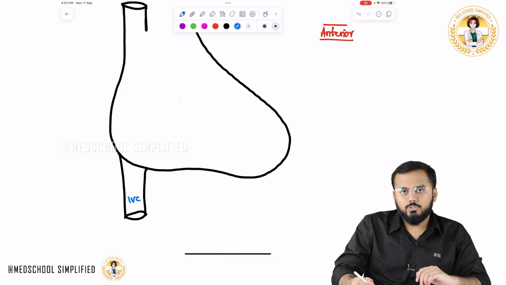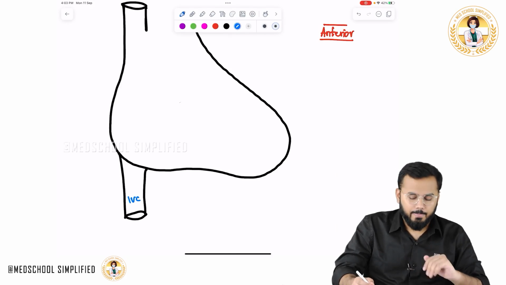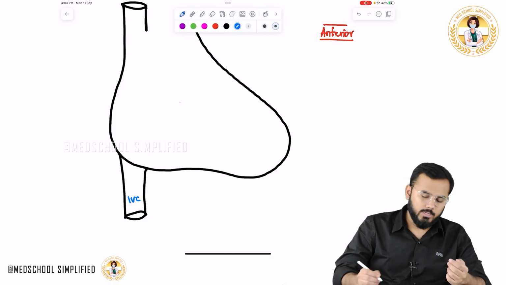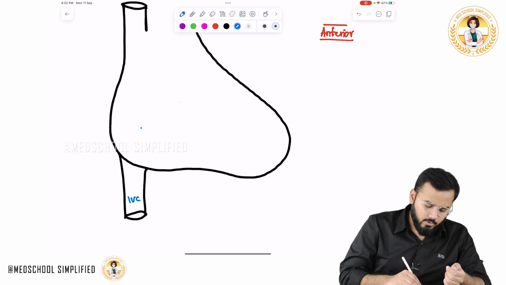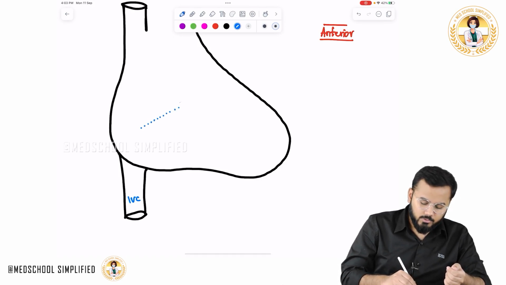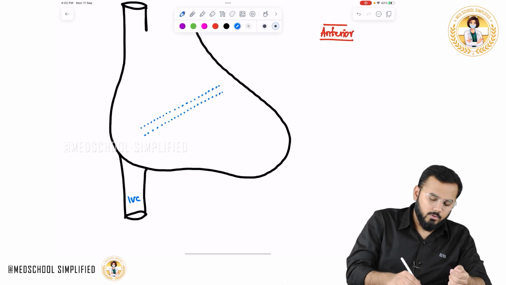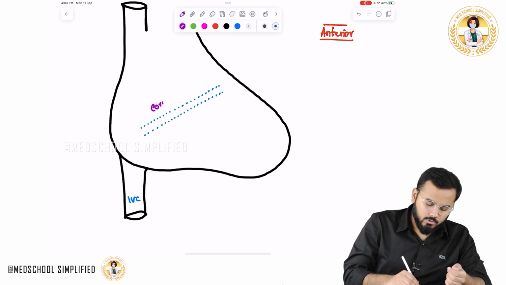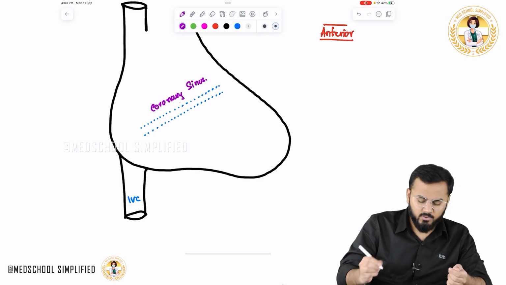The picture you are seeing is the anterior surface of the heart. On the back of the heart, that is on the posterior surface, you have a sinus running like this, which is called the coronary sinus. So what is this sinus here? This sinus is called the coronary sinus.